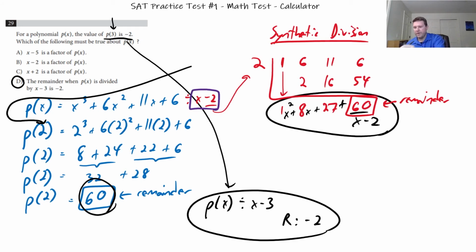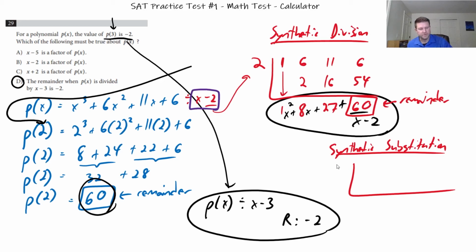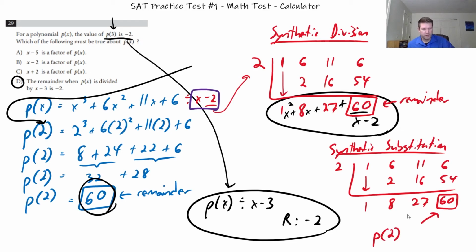Now with synthetic substitution, this is what's so confusing about synthetic substitution. The process is virtually identical, but the way you interpret the results is a little different. So again, I'm just going to sort of power through this. Bring down your 1, multiply by 2, so 2, and then add, and then 16, 27, and then 54. And 60. Only with synthetic substitution, the way you're interpreting the results is that this is the result of doing the p of 2, or just plugging 2 in.